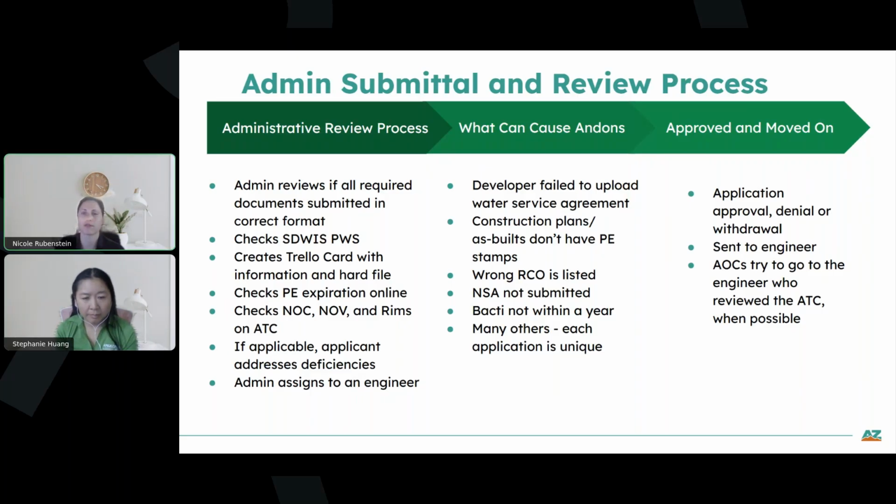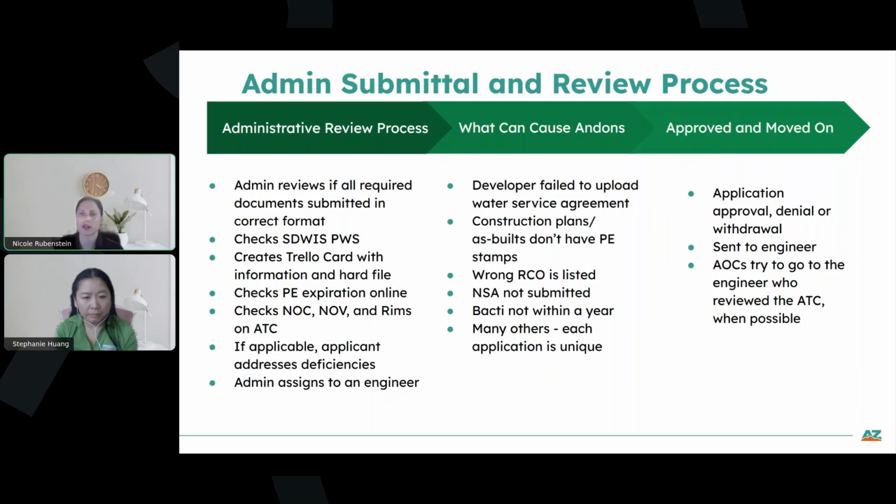Another one is having the wrong RCO listed, or having the NSA not submitted. So the NSA does need to be submitted for wells at the ATC stage. And for AOCs, a common deficiency is that the BACT test is not taken within the past year. It's older than a year, and so it's not valid. And so that'll get sent back so that they can provide a more recent BACT test.